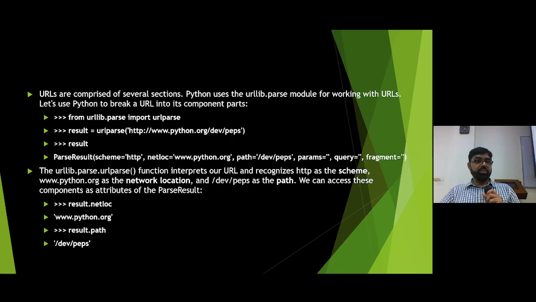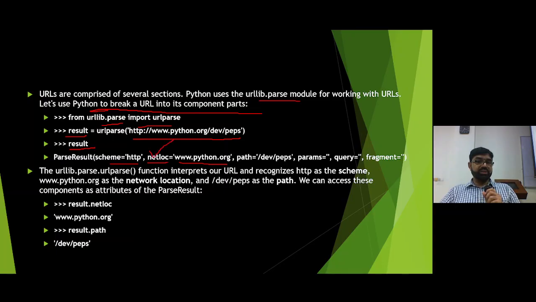So URLs are comprised of several sections. Python uses the urlparse module for working with URLs. Let's see how Python breaks a URL into component parts. Suppose from urllib.parse import urlparse. So result is urlparse, and then we write this Python /dev/peps. So then results. What are the results? ParseResult scheme='http', netloc='python.org'.